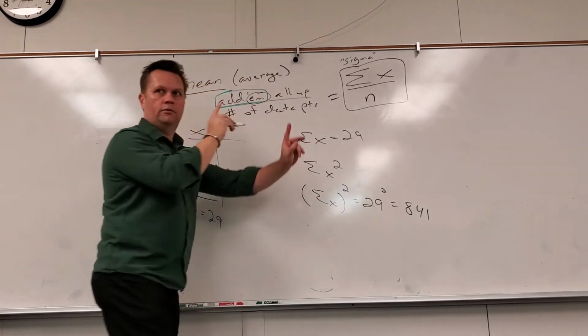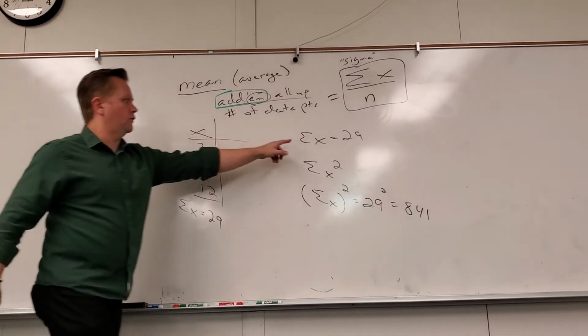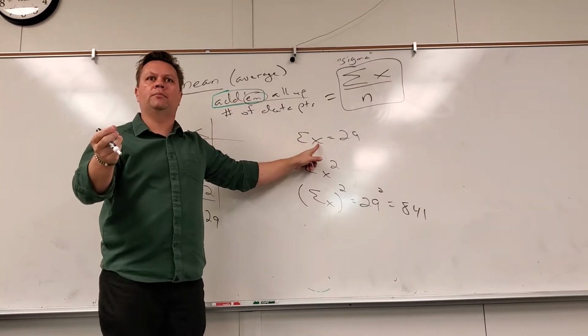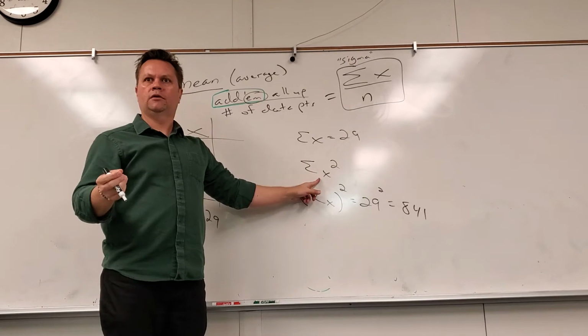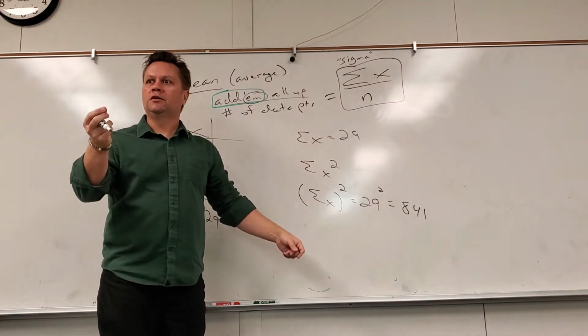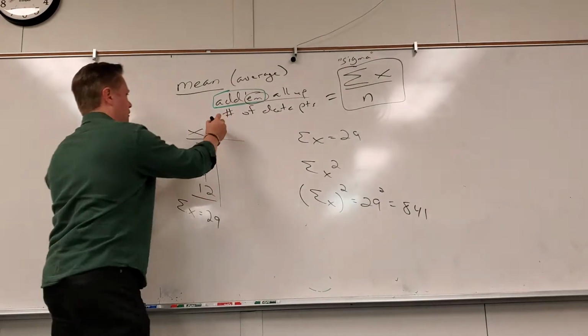Let me say again what I just said. If they ask me for the sum of x, do I have the x's? Yes, so then I can just add them up. What does this want from me? The sum of the x squares. Do I have the x squares? No. So let me write this down.